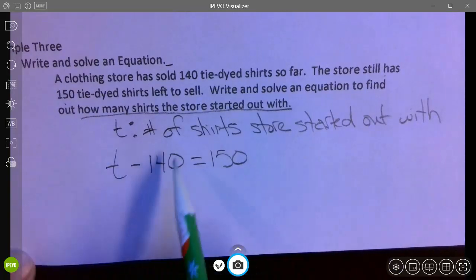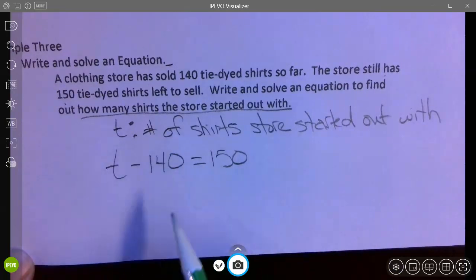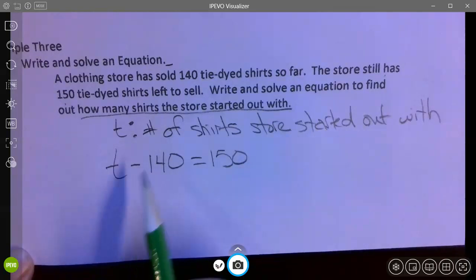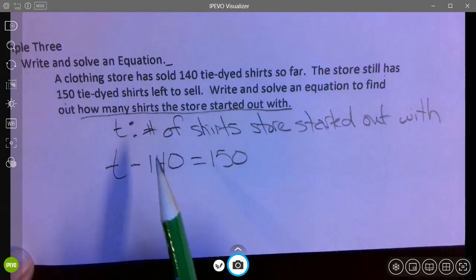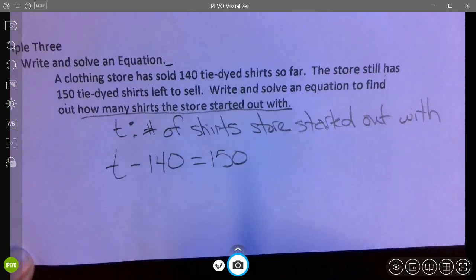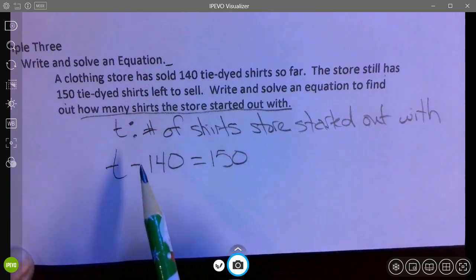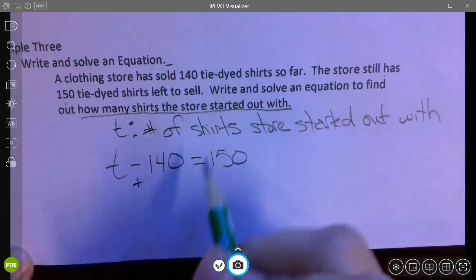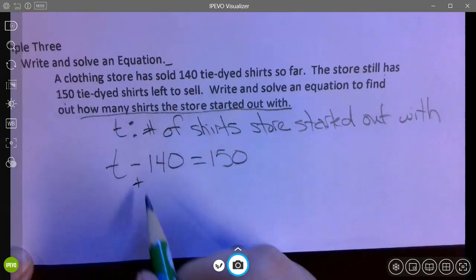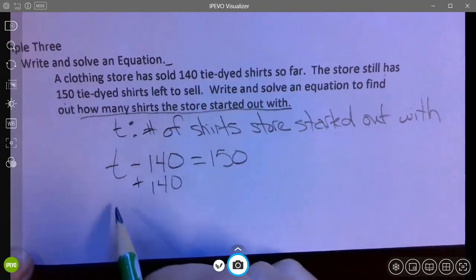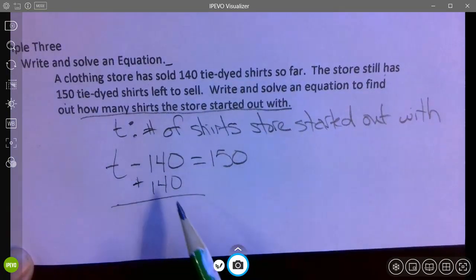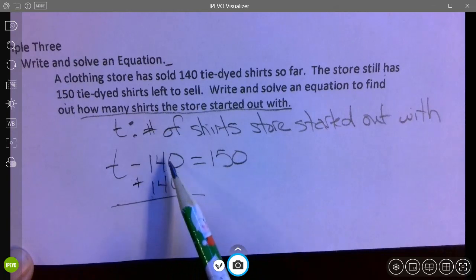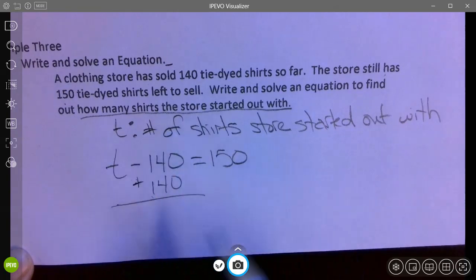The only way to do that is to get rid of this minus 140. Well, how do I get rid of minus 140? I take the inverse operation. What's the inverse operation of subtraction? Addition. And then I use the exact same number that it gave me, so the 140. This is just saying I had 140, I took 140 away. What does that leave me? It leaves me with 0. T minus nothing is just going to give me a T.